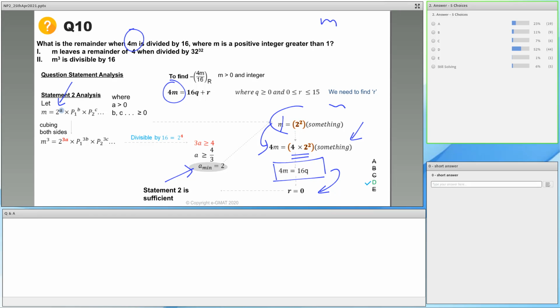What is given to you? M cube is divisible by 16, right? And what is m cube? 2 power 3a into something. This has to be divisible by 16, but 16 itself is 2 power 4. So your 2 power 3a at the very least has to be equal to 2 power 4. Otherwise you cannot have 16. It's as simple as that.